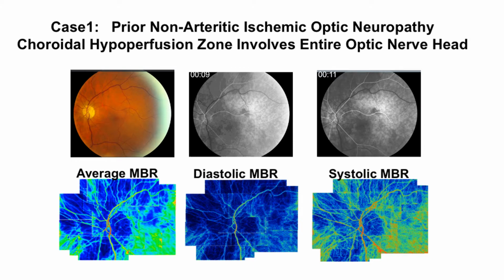Here are some examples of an eye showing a hypoperfusion zone in the choroid in the early phase of the fluorescein angiogram. And Dr. Hashimoto constructed a montage of multiple laser speckle blood flow measurements merged together, showing a large area of choroidal hypoperfusion that's especially prominent during diastole compared to systole. So you can imagine during diastole, there can be a profound decrease in blood flow in these areas of hypoperfusion, which include the prelaminar and laminar portion of the optic nerve head.